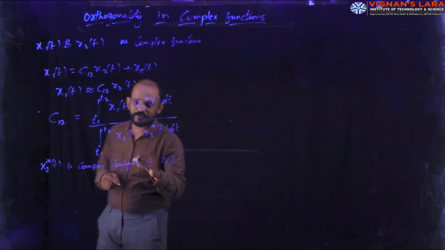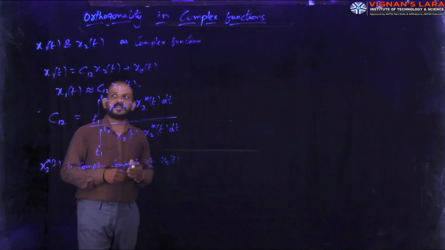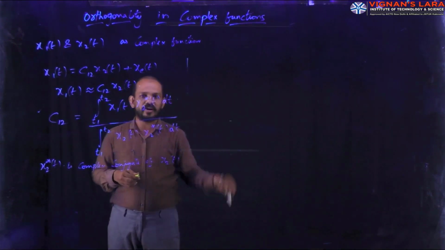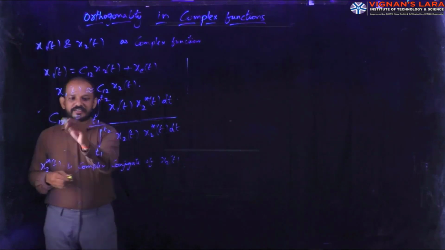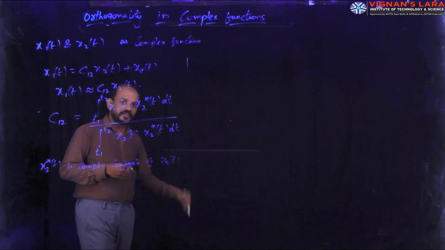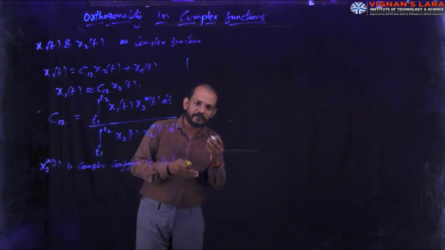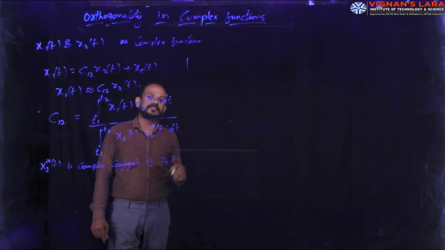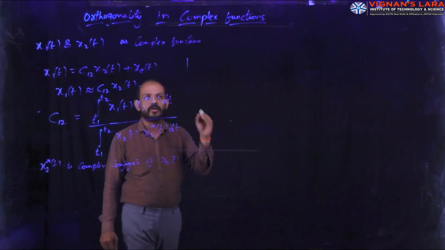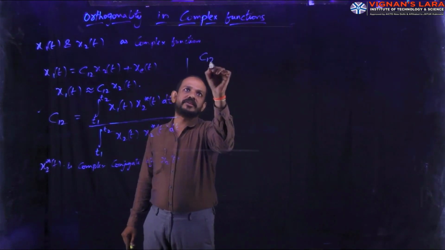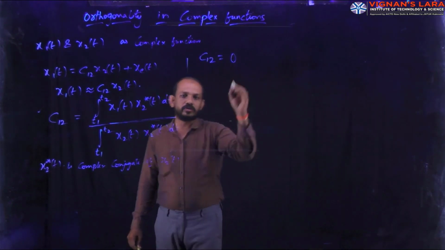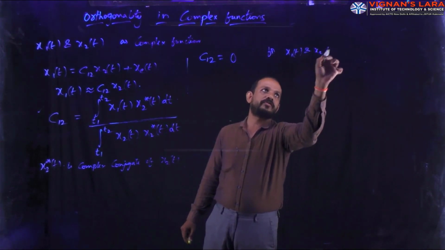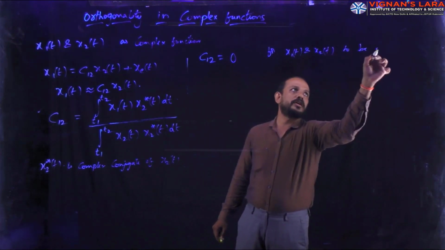Now, if these two signals, x1 of t and x2 of t, are said to be orthogonal, in the complex functions also, if I want to say the two signals are orthogonal, then the constant C12 must and should be equal to 0. As in the case of vectors, in the same way, the two complex functions x1 of t and x2 of t are said to be mutually orthogonal if the value of C12 is 0.